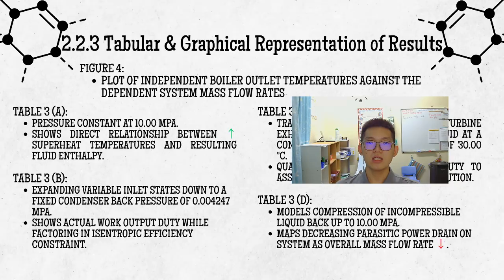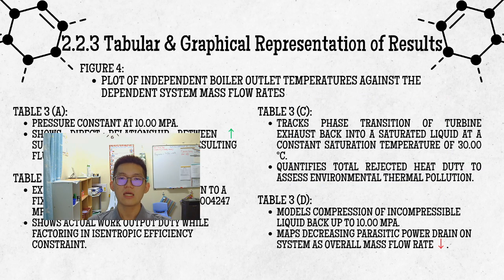As for the tabular and graphical representation of results, Table 3a shows the pressure constant at 10 MPa. This shows the direct relationship between the increasing superheat temperatures and the resulting fluid enthalpy. Following that, for Table 3b, it shows the expanding variable inlet states down to a fixed condenser back pressure of 0.004247 MPa. This shows the actual work output duty while factoring in isentropic efficiency constraints.